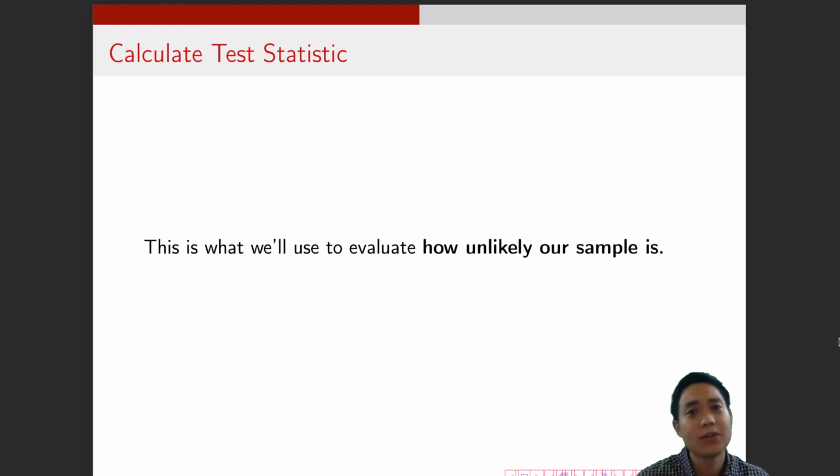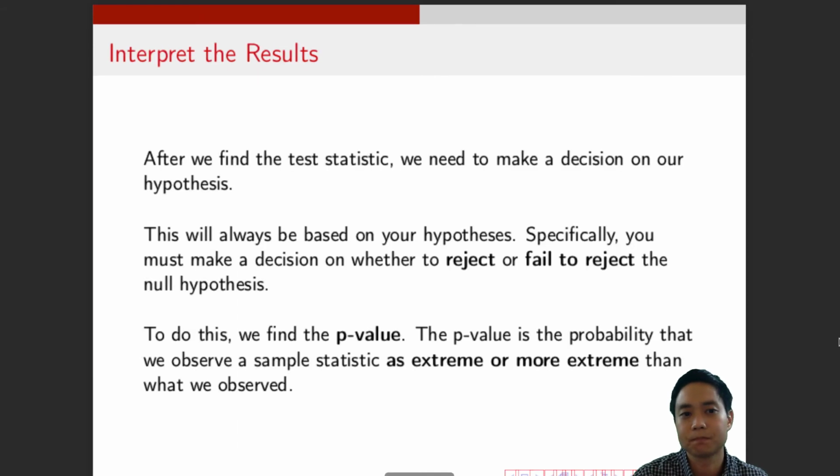All right. Then after that, you calculate your test statistic, and we'll do that using simulations. Depending on the situation, there are all sorts of different test statistics that we might use. But the idea is that this is what we're going to use to evaluate how unlikely our sample is. We'll use that simulation to build up that empirical distribution, and then we'll see how likely it is that we get that one sample that we observed within this overall empirical distribution.